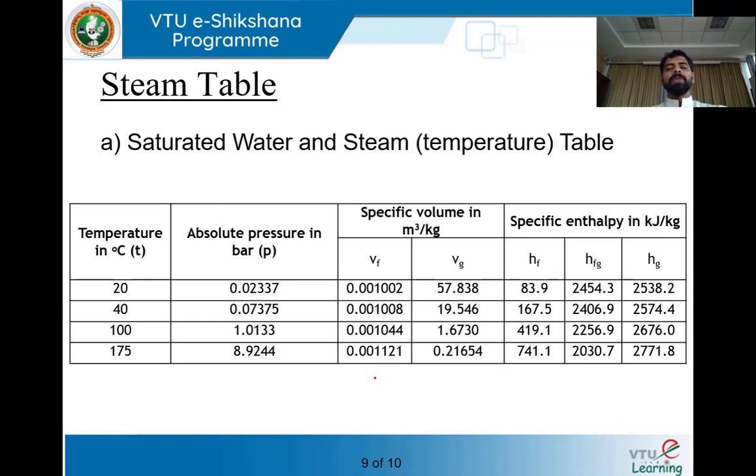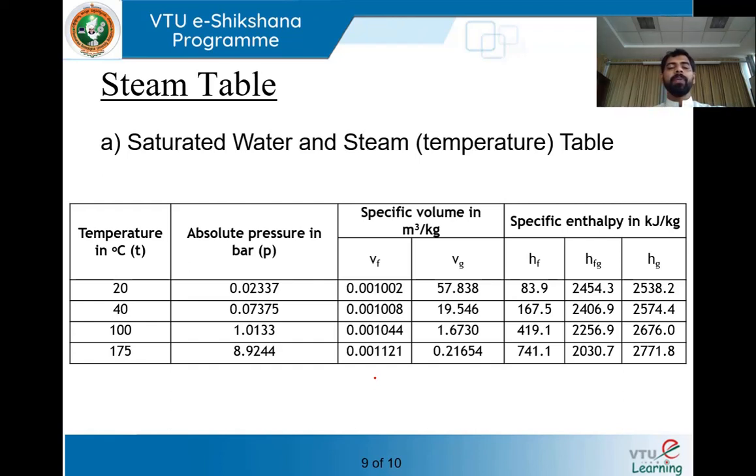So there are two types of steam table which we will be using. There is a steam table known as the temperature table and one more known as the pressure table. There are a few numericals where the temperature would be given, and a few where pressure would be given. If the temperature is given, we have to refer to the temperature table to note down certain properties of steam at that given temperature. So this is how a typical steam table, that is the temperature table, looks like.